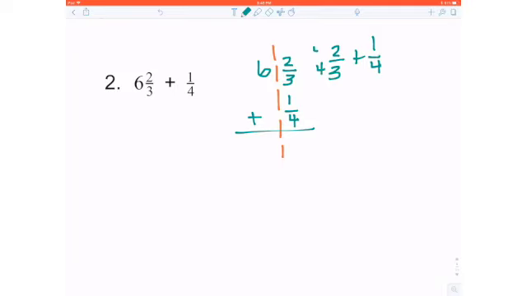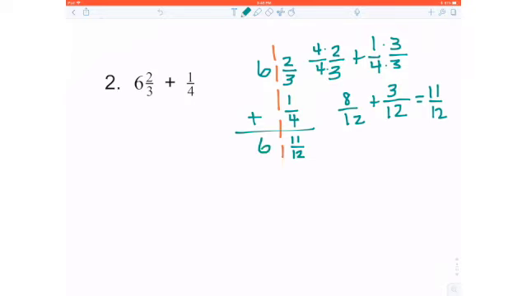I'm going to multiply by each other on each side. This becomes 8/12 plus 3/12. And that equals 11/12. Okay, so this is not an improper fraction. This is just a regular fraction, so I can just put it here completely normal. Awesome. And 6 plus 0, because there's nothing else to add to it, is just 6. So my answer to this one is 6 and 11/12.